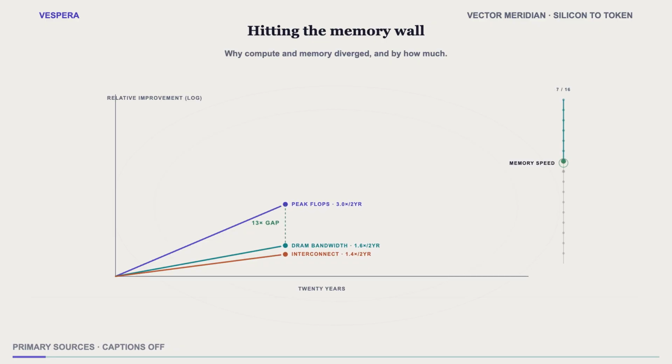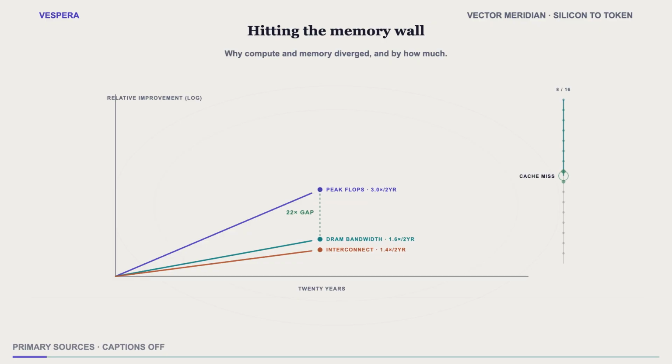Compute is pulling away from memory at roughly twice the rate memory improves, and away from the network faster still. Every hardware generation, the machine gets better at arithmetic faster than it gets better at supplying arithmetic. The ratio of operations per byte the hardware wants goes up every single generation. And that ratio going up is not a neutral fact. It means each new chip is harder to feed than the one before it.